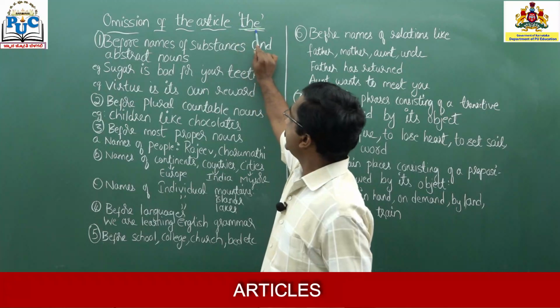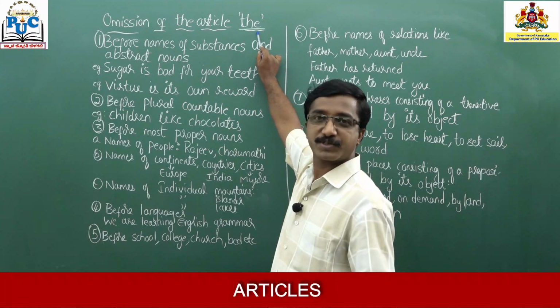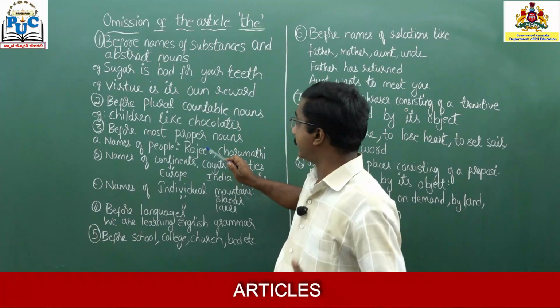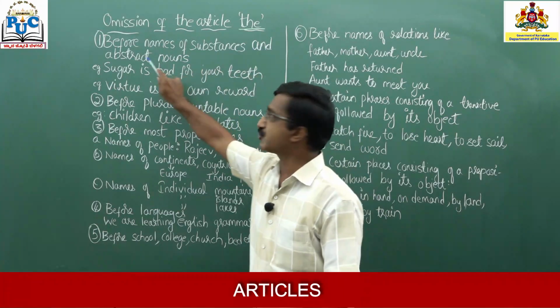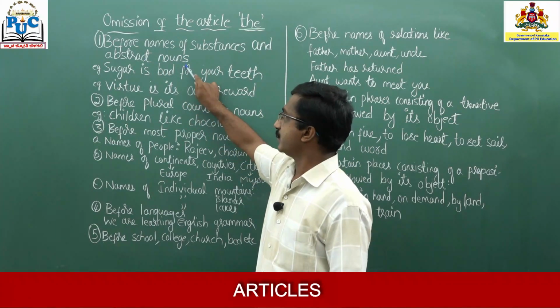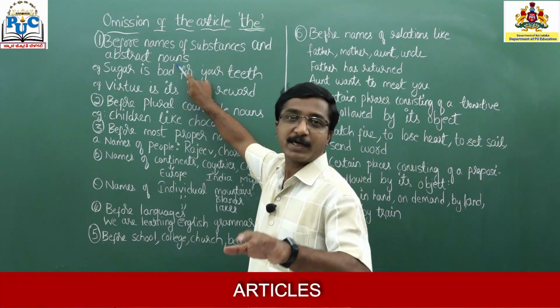Omission of the article the. We are not supposed to use the definite article the before names of substances and abstract nouns, particularly uncountable nouns.